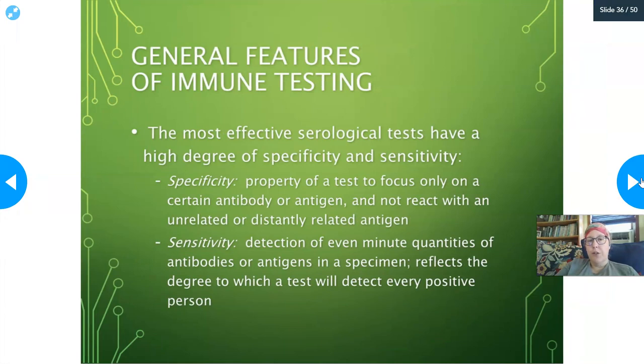Okay, so some of the general features of immune testing. The most effective serological tests have a high degree of specificity and sensitivity. A lot of times, these measures are put in percentages, and I will tell you, they're never 100% specific and 100% sensitive. And these are done by doing clinical studies, and there are some calculations that can be done comparing true negatives to false negatives and true positives to false positives.